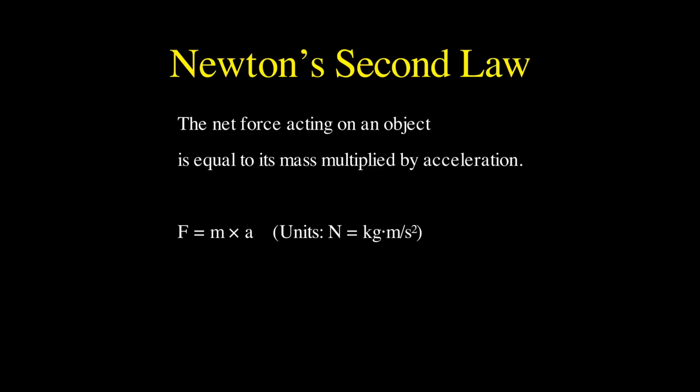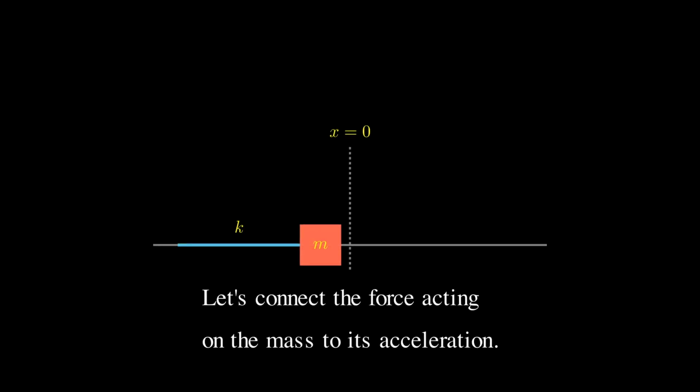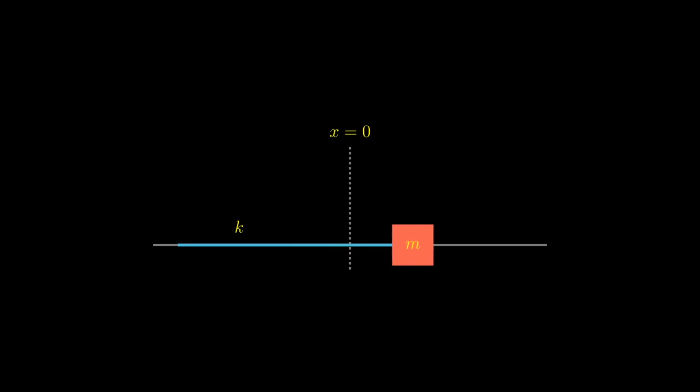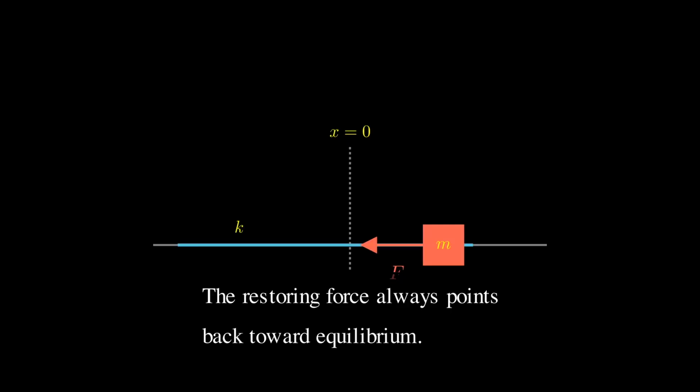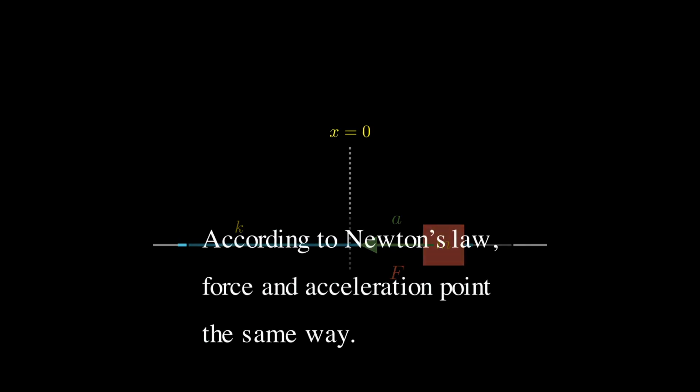Newton's second law connects force to motion. The net force on an object equals its mass times acceleration. F equals ma, where force is in newtons, mass in kilograms, and acceleration in meters per second squared. For our spring system, the restoring force causes acceleration back toward equilibrium. When we combine Hooke's law and Newton's second law, we get ma equals negative kx. This shows acceleration and position are directly linked in harmonic motion.